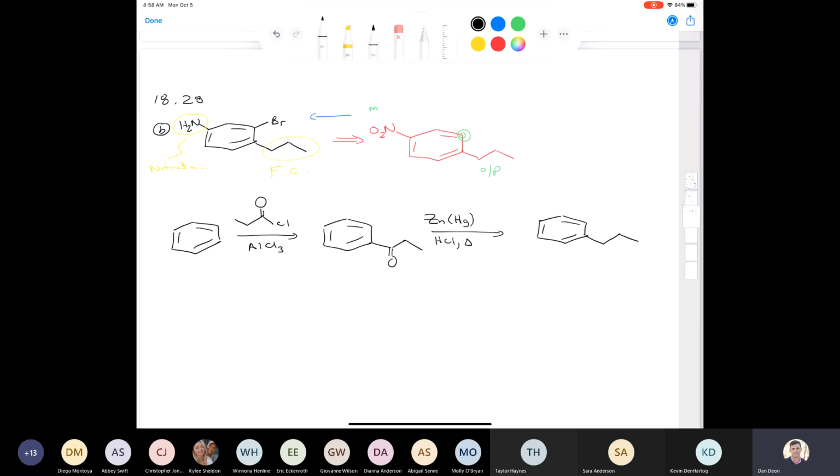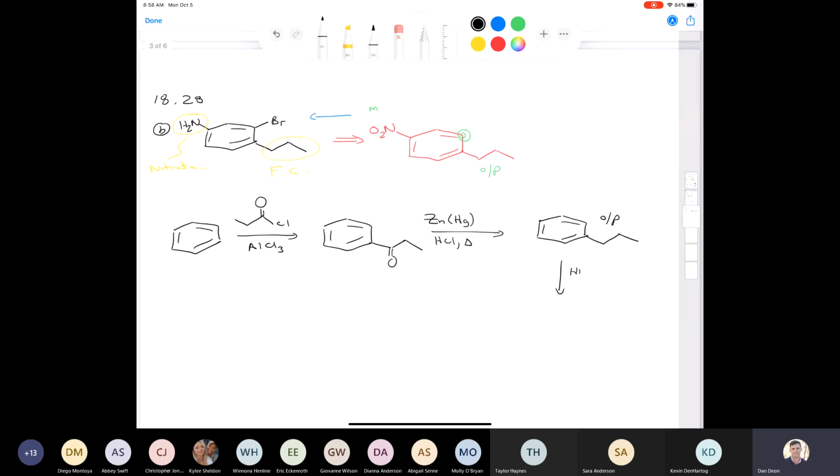Okay, but now we're set up that we've got a good ortho-para director. And remember, I told you that when you have any kind of alkyl group that's bigger than a methyl group, the para substitutes because there's free rotation around this carbon-carbon bond, and that's going to cause steric hindrance. And so if we treat that with nitric acid and sulfuric acid to perform a nitration, it's going to occur at the para position. So let's do just that.